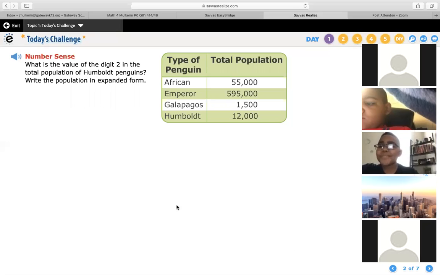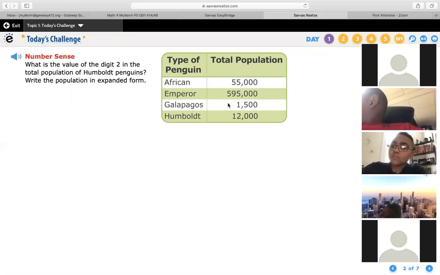The first thing we need to do for this is look at our chart. So we see on the left side the type of penguin: African, Emperor, Galapagos, and Humboldt. Then we see our total population: 55,000, 595,000, 1,500, and 12,000. Now, what type of penguin are we supposed to be looking at?